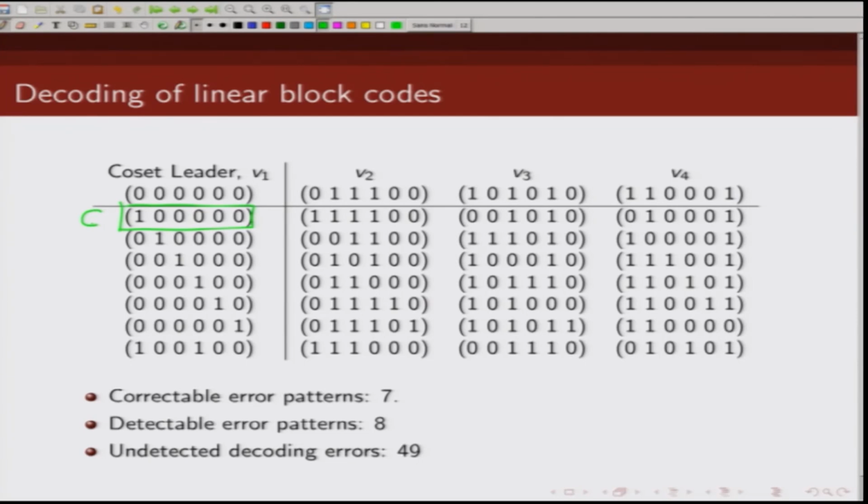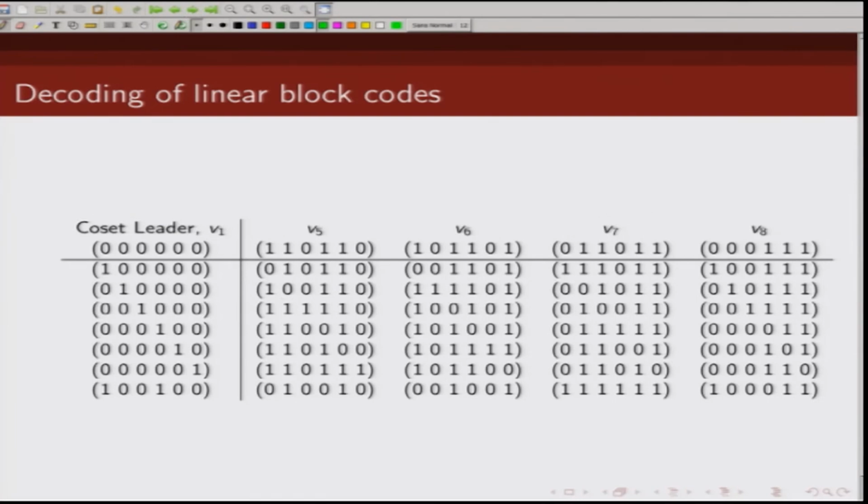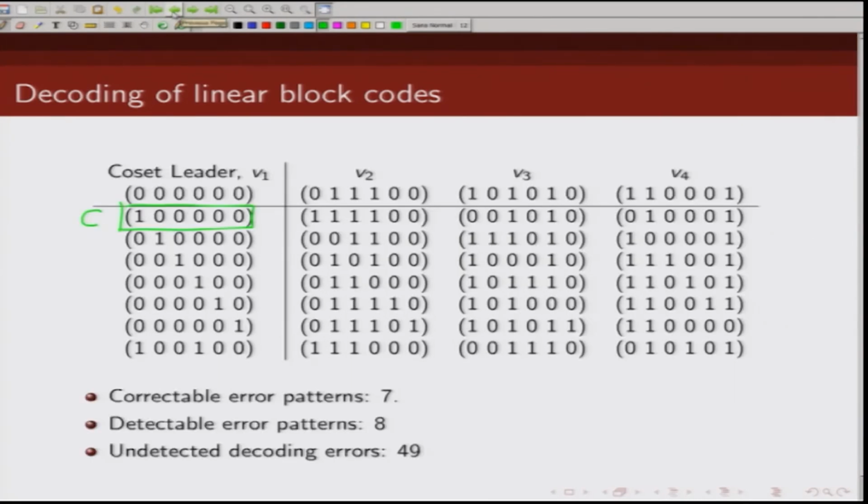What about this? Let us look at other elements. This has 2 ones, 4 ones, 2 ones, 3 ones, 5 ones, 3 ones, 4 ones. So, clearly this has only 1, rest others all have weight 2 or more. So, if this is the error pattern and we make this as coset leader, this is also correctable. Similarly, we can see from other rows also this single error pattern is correctable, this is correctable, this is correctable. These are all correctable patterns.